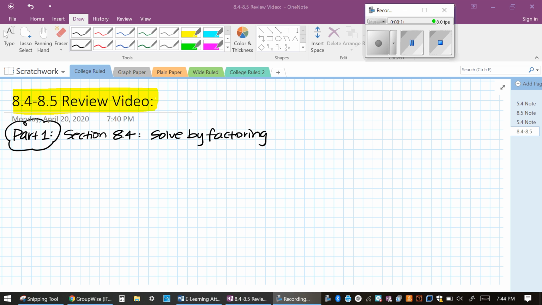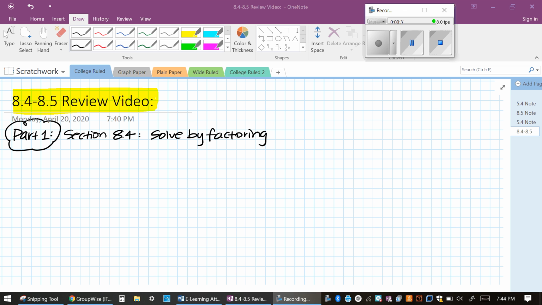If you look back to your notes for 8.4, that was solving by factoring. We dealt with quadratic equations that had variables on both sides and it had quadratic terms, linear terms, and sometimes constant terms. With those problems, when you see a linear term, your job is to move all the terms to one side of the equation and to obtain a zero on the other.